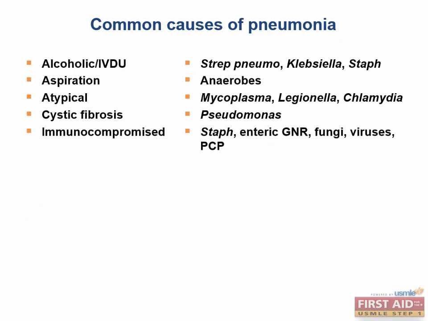Pneumonia in immunocompromised individuals can be caused by Staph aureus, enteric gram-negative rods, as well as fungi, viruses, and Pneumocystis pneumonia. Pneumocystis is commonly seen in patients with HIV.